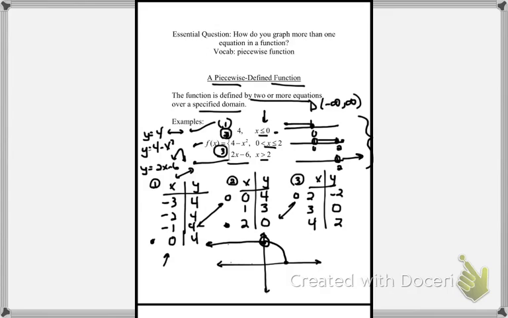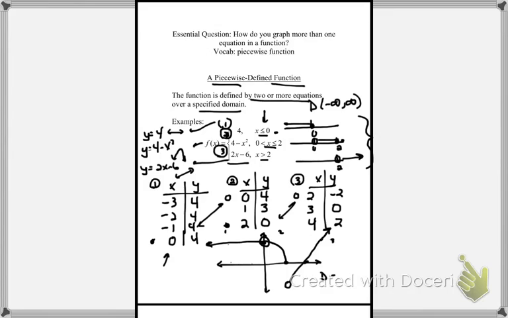The third function, at 2, I am negative 2, but I'm open. Then I'm at 3, 0. Then I'm at 4, 2. I'm a line here, a slanted line. So here's your piecewise function. Function 1, 2, and 3, all graphed on the same graph.